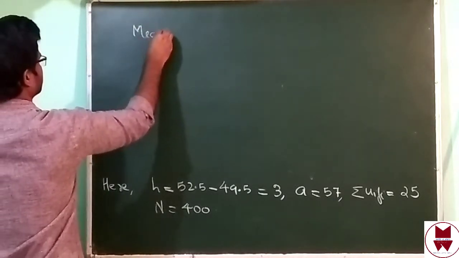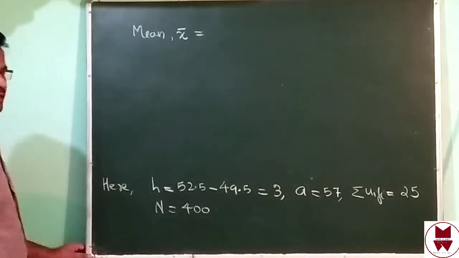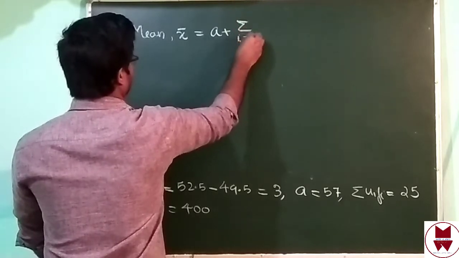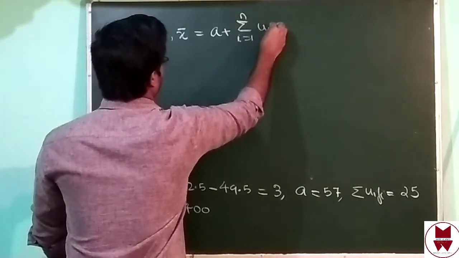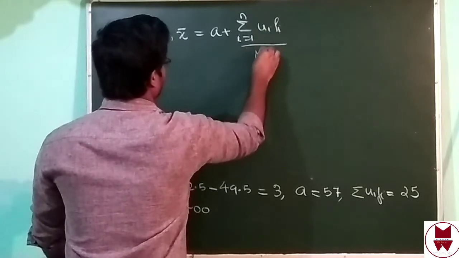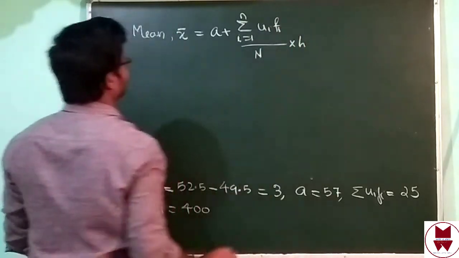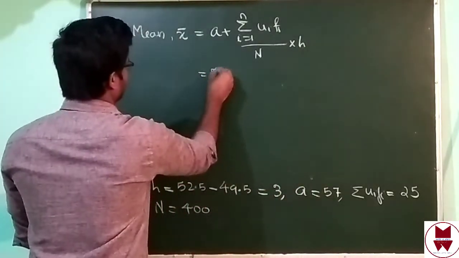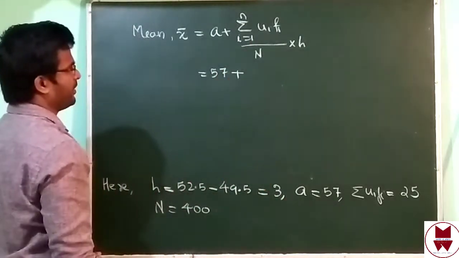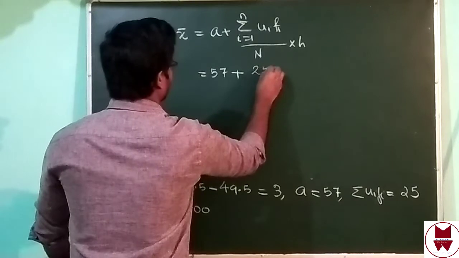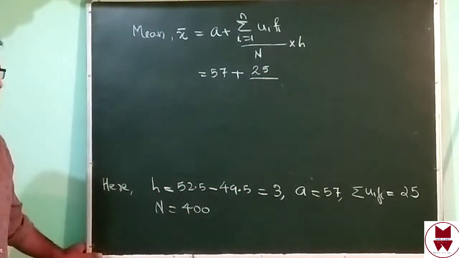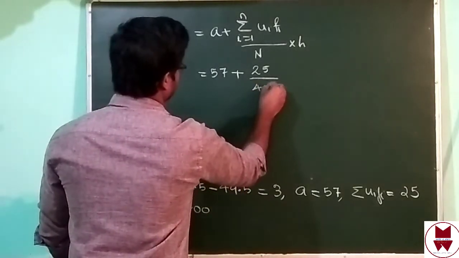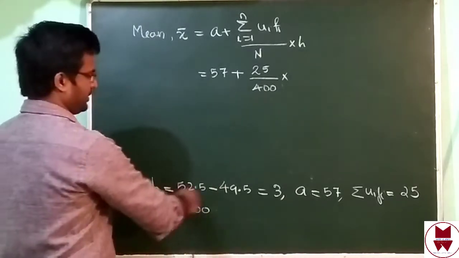Mean. x bar equal to, what is the formula? The formula is A plus sum of i equal to 1 to n u_i f_i divided by n, into h. Give all the values. What is A? Assumed mean, that is 57. Sum of u_i f_i is 25, divided by n. N means the total number of frequency. N is 400, into h. h is 3.